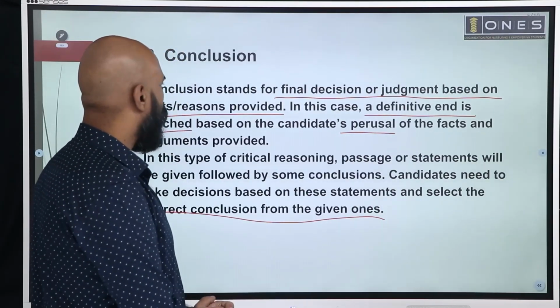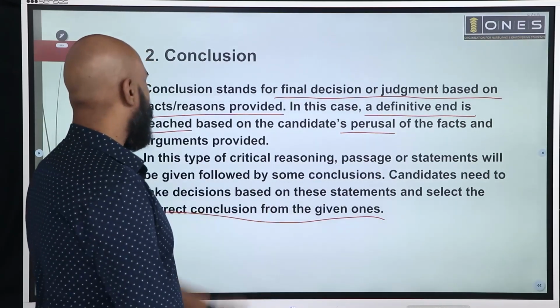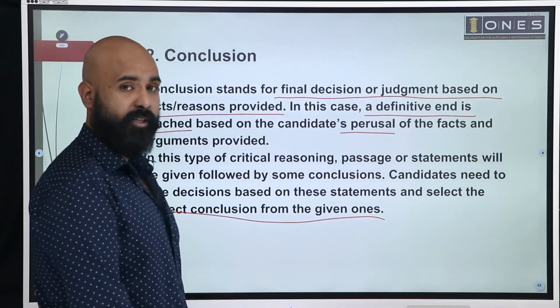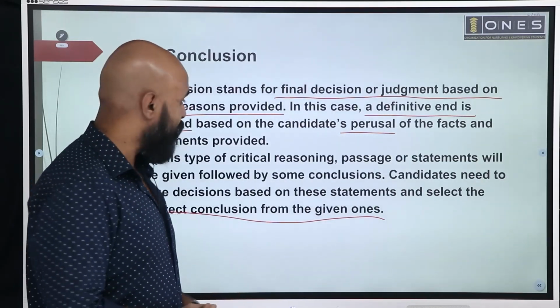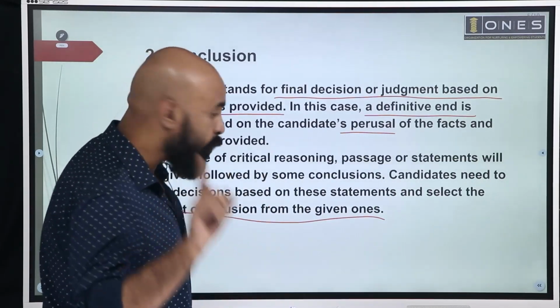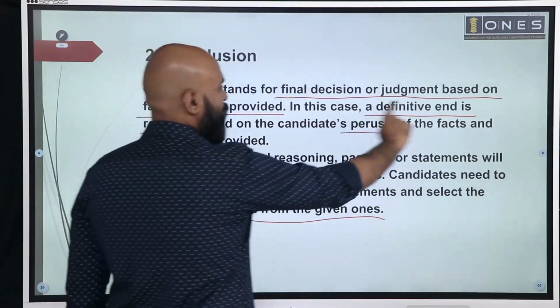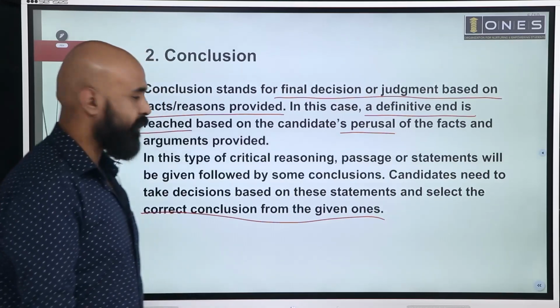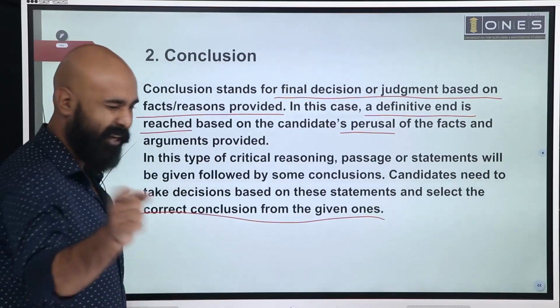Alright? So, in this type of critical reasoning, a passage or statements will be given followed by some conclusions, as in decisions which are given as a part of the passage. Now, using your perusal or study of whatever is provided, you are supposed to reach a final decision or judgment. That is conclusion. Simple, right? Let's go to the next one.